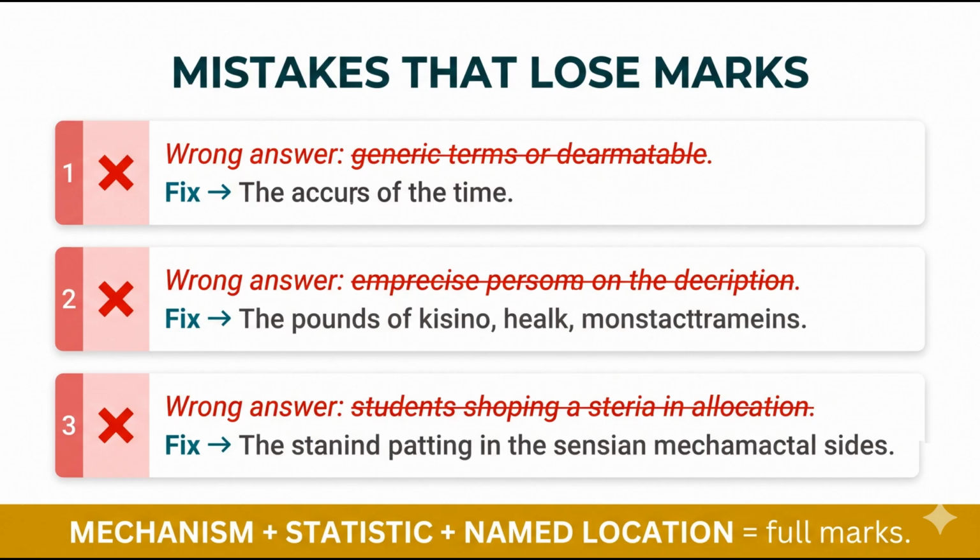Mistake 3, overstating mangrove protection. "Mangroves stop tsunamis" is factually wrong. Mangroves reduce wave height and velocity. They cannot prevent the largest waves. Saying stop when you mean reduce loses marks.